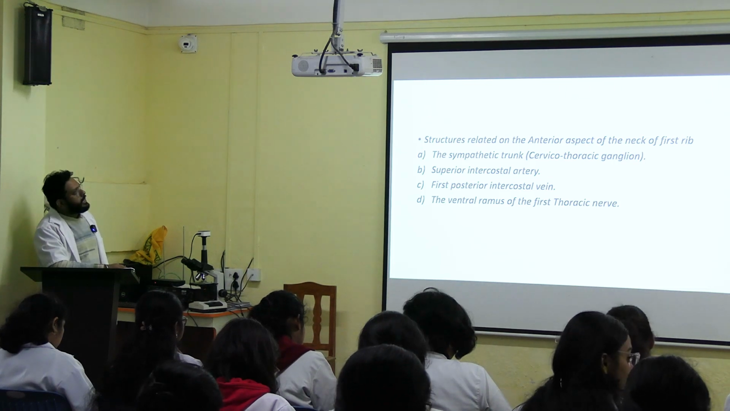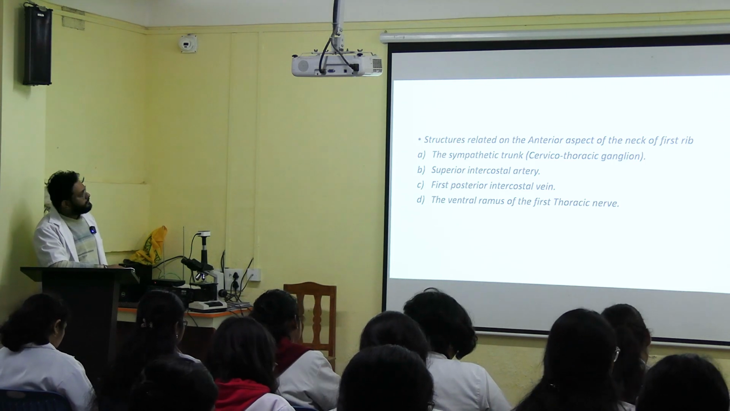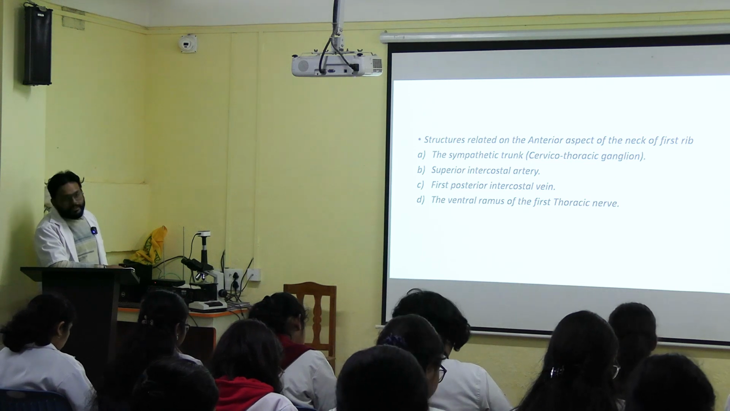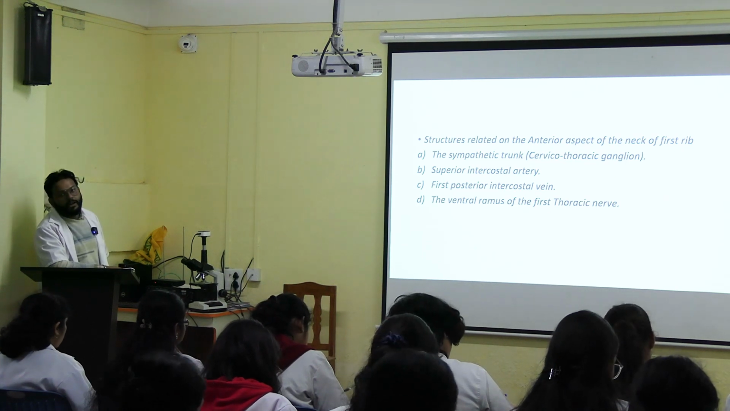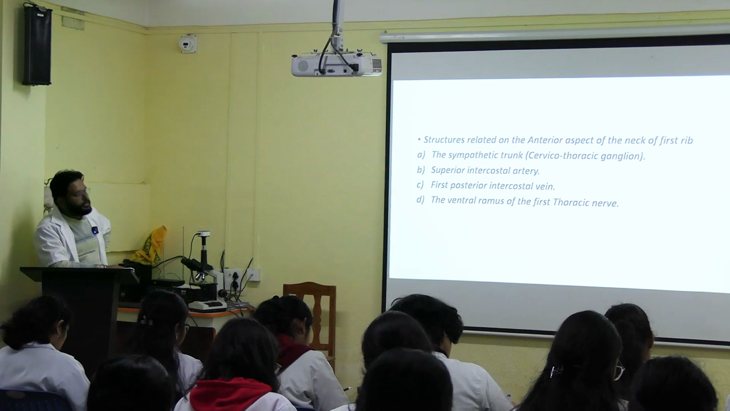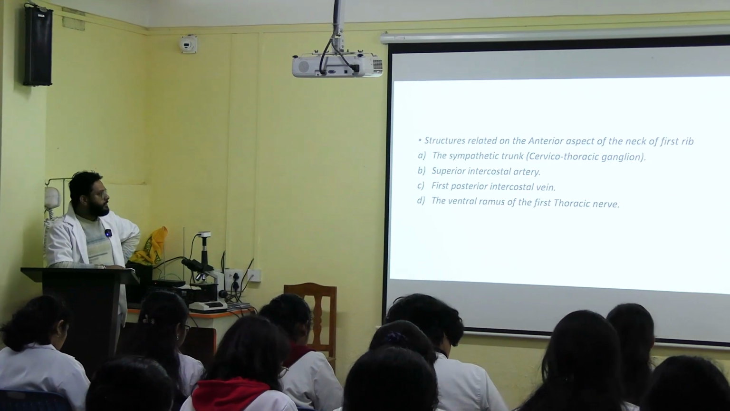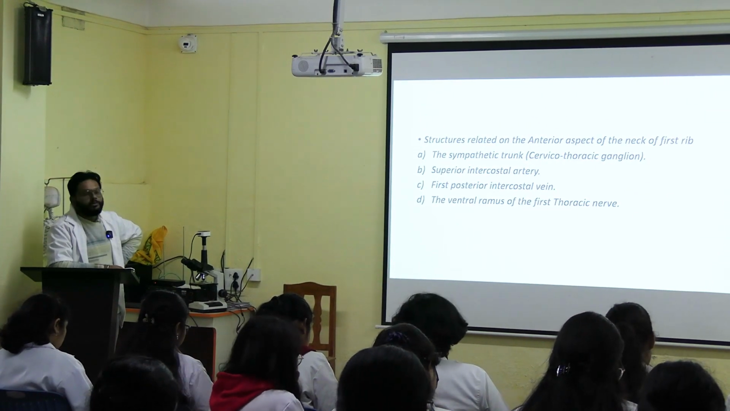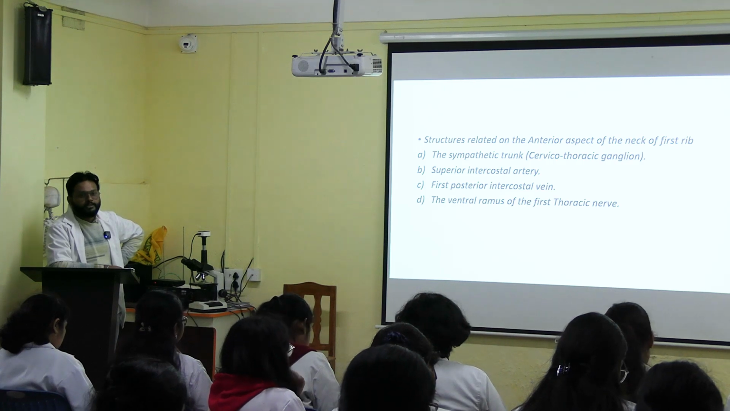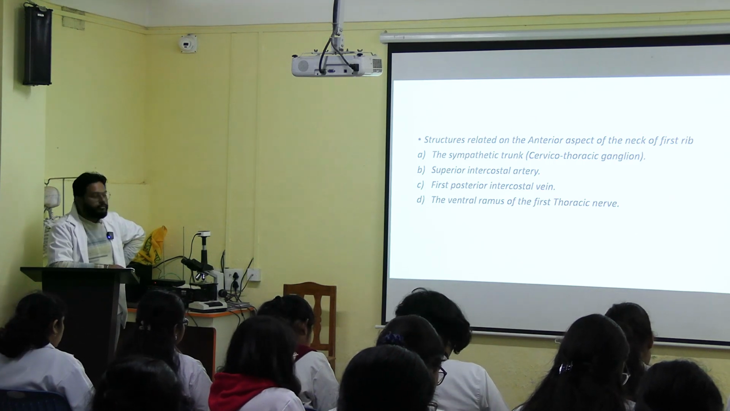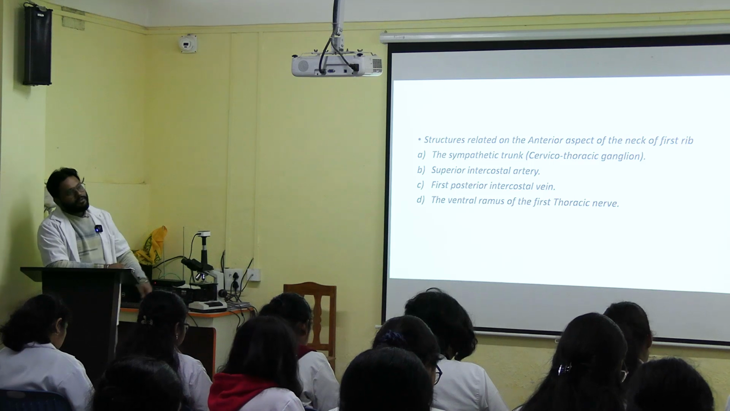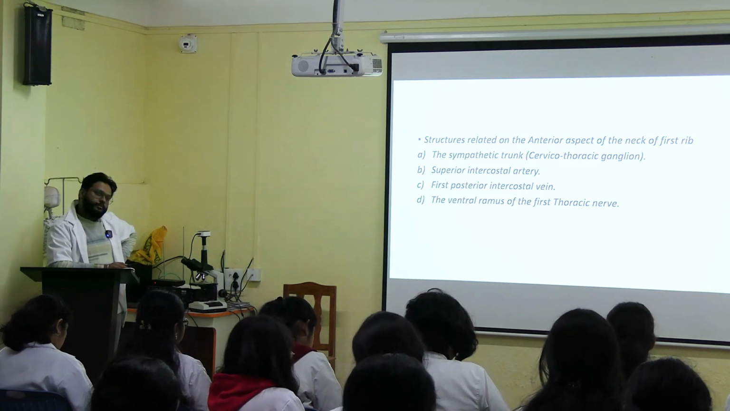The structures related to the anterior aspect of the neck of the first rib are the sympathetic trunk, superior intercostal artery, first posterior intercostal vein, and then the ventral ramus of the first thoracic nerve.